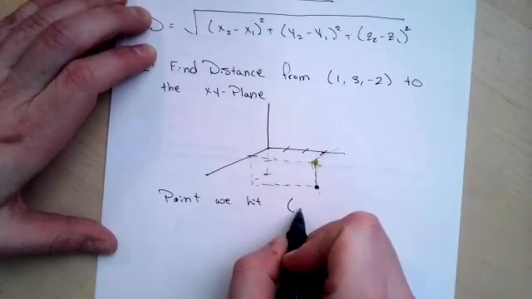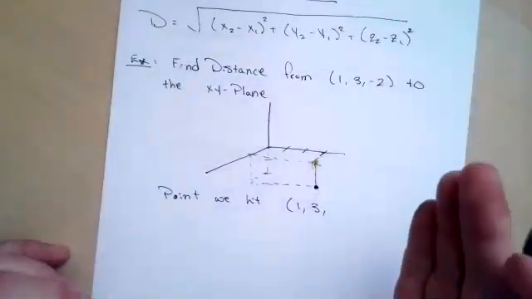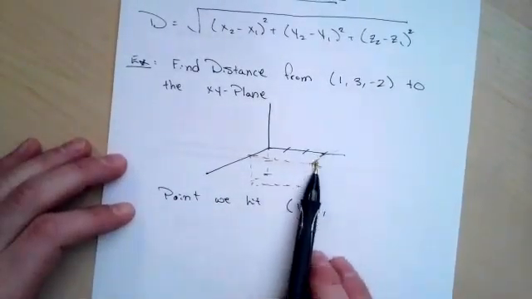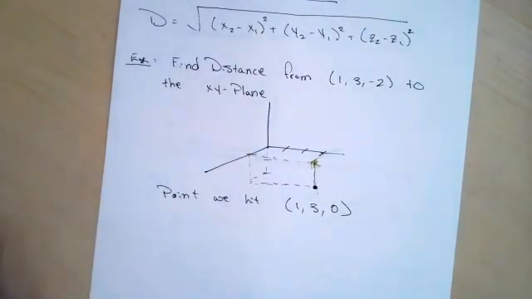Well, if we walk directly perpendicular to it, the point we hit is just going to have the same X and Y coordinates. Since those aren't going to change, we're going to walk orthogonal or perpendicular to the XY plane, means we're going to be walking straight up and down in our Z direction. So our Z coordinate is just going to be 0.